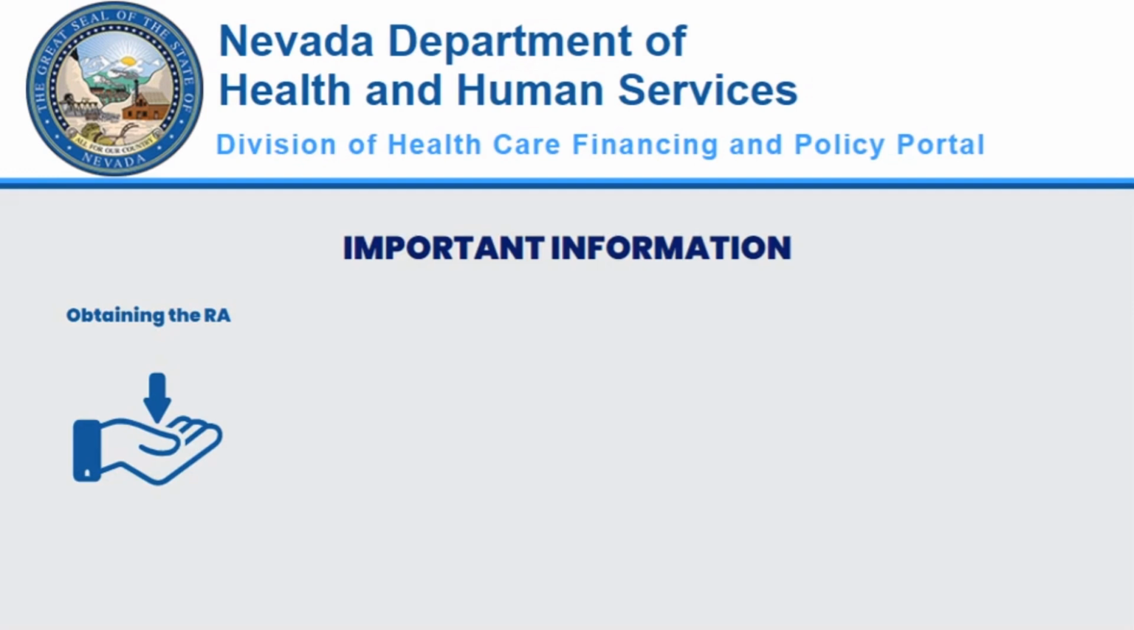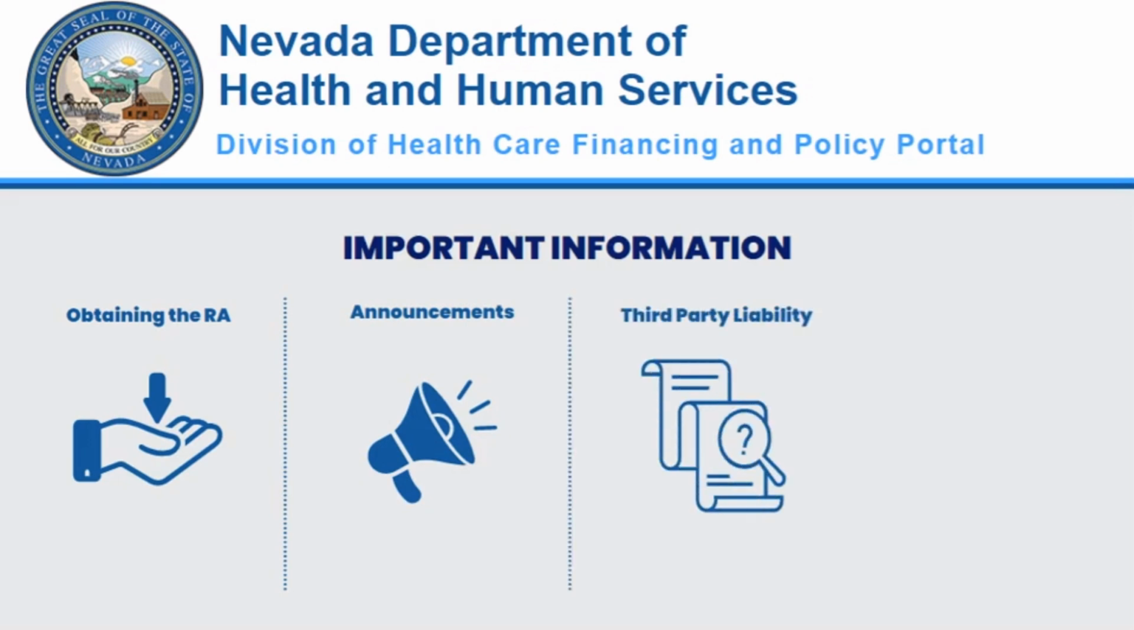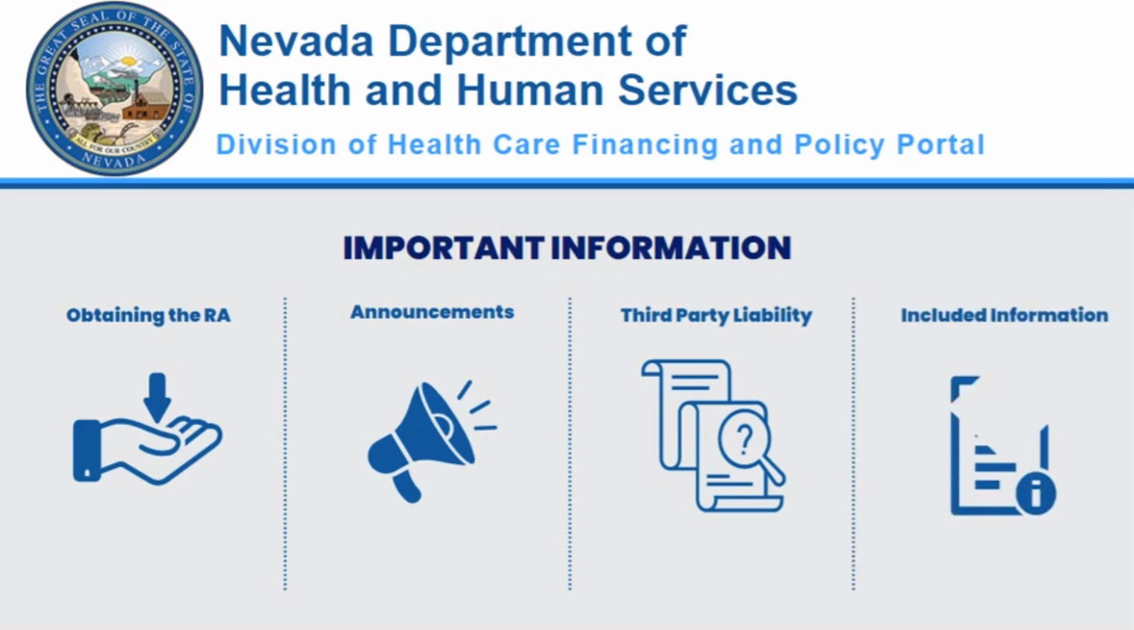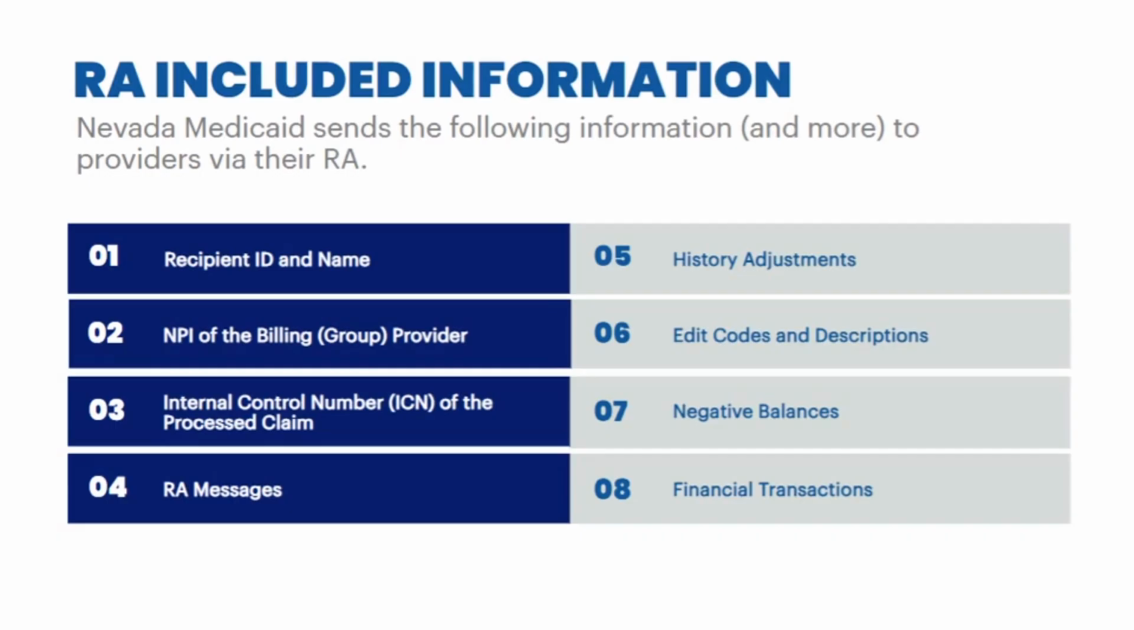Your RA may include important announcements for providers and billing staff on the first page titled, Banner Messages. Please pay attention to these messages and disseminate them to all appropriate parties. One frequently asked question relates to third-party liability, also known as TPL. If your claim is denied for failing to bill the third party prior to Medicaid, the RA will not display the TPL information. Lastly, Nevada Medicaid sends the information populating onto your screen, and more, to providers through their RA. Feel free to pause this video to read through what is listed.